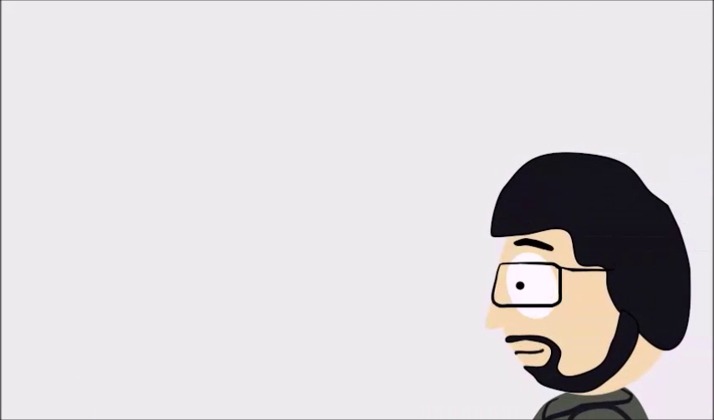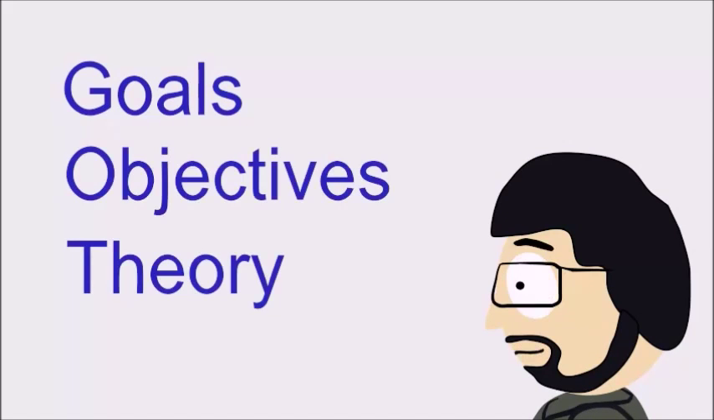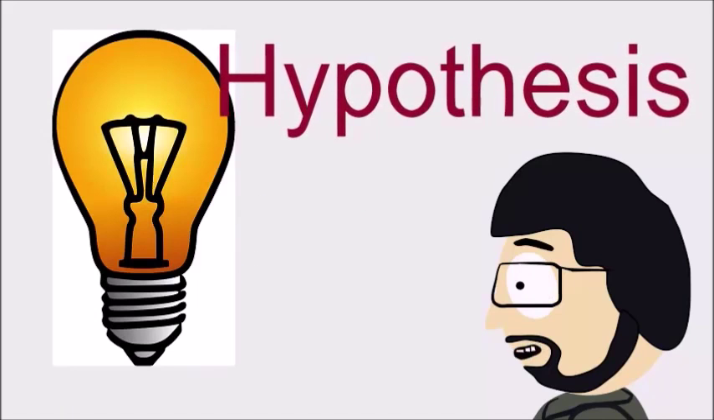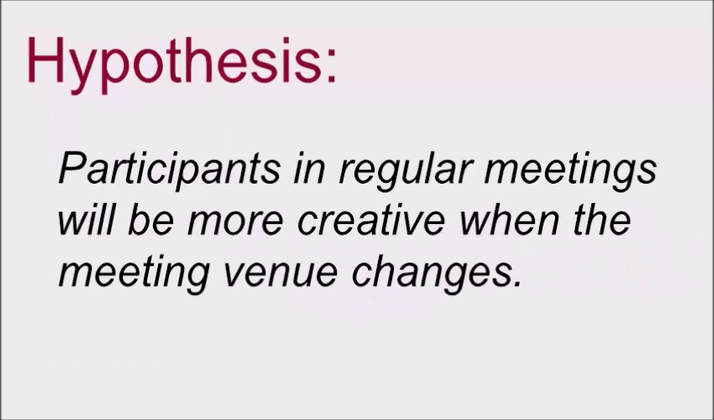After the literature search, you'll want to define or redefine your goals, objectives, and theory. You're also ready to state a tentative hypothesis. A hypothesis is something that defines a predicted relationship between some variables. For example, participants in regular meetings will be more creative when the meeting venue changes.